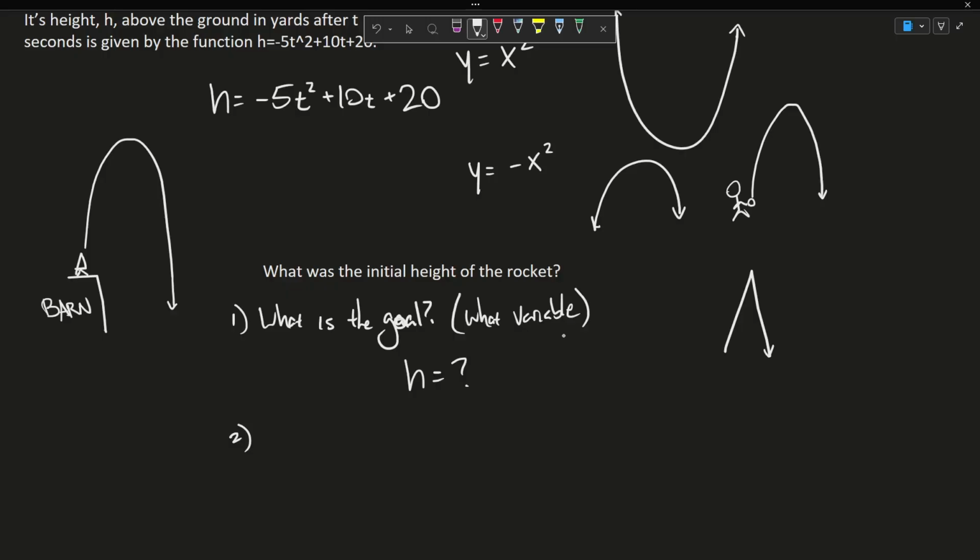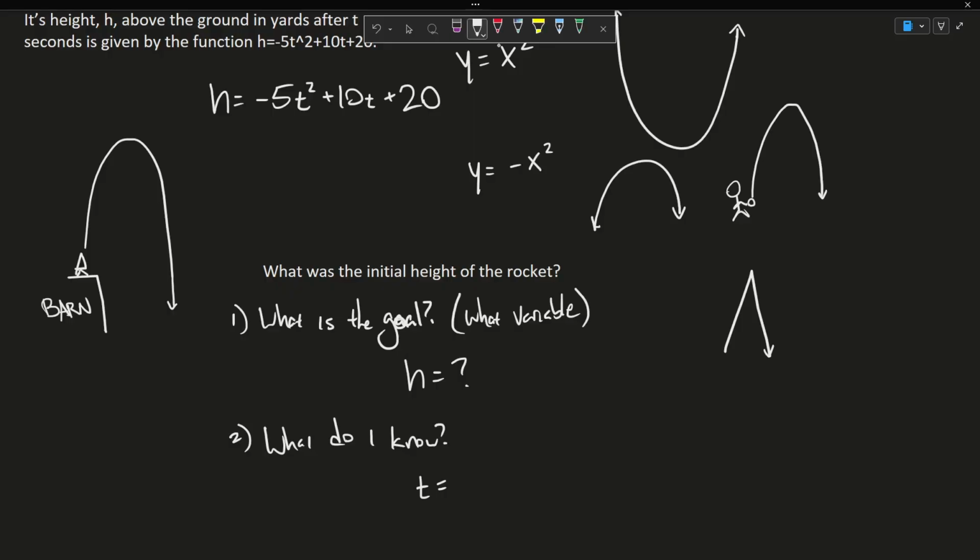So therefore, what do I know? And this is also like, what variables do I know? Because I'm given this equation, h equals negative 5t squared plus 10t plus 20. If I need to find h, to use an equation, I must only have one variable that's unknown. So here, I must know t somehow. T equals what? I look at my question. What was the initial height of the rocket? There's no mention of time. It doesn't give me t equals a value.